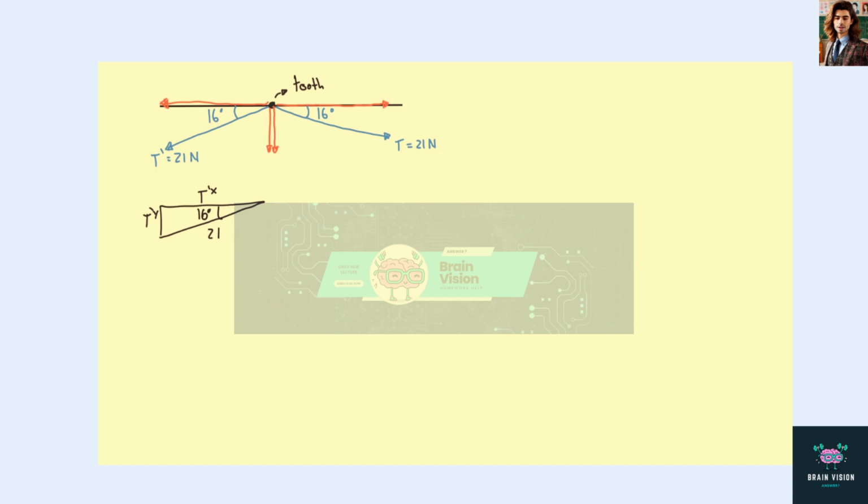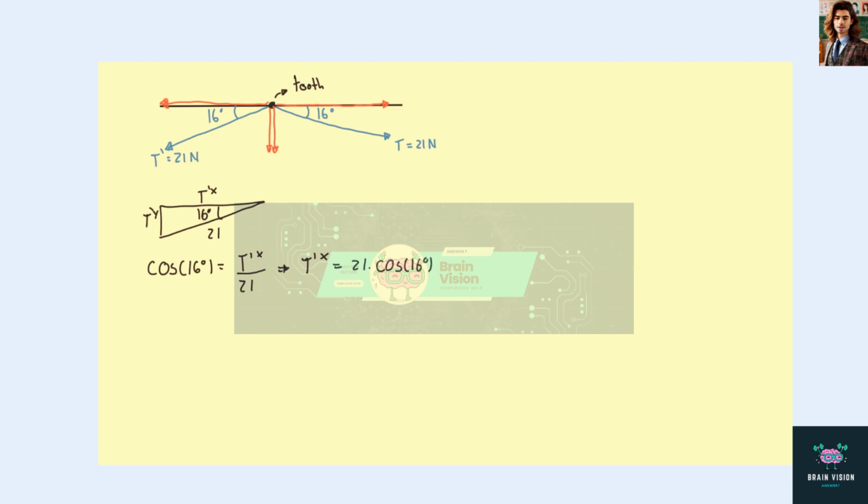Then, with that, we can calculate T prime x by using the cosine of 16 degrees, because the cosine of 16 degrees is equal to the adjacent side of the triangle, so T prime x, divided by the hypotenuse, 21. Therefore, T prime x is equal to 21 times the cosine of 16 degrees.